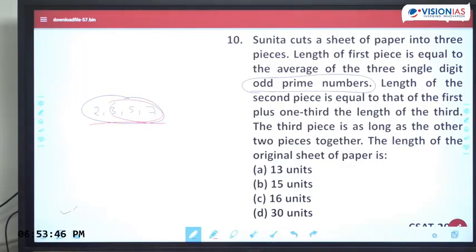Try this question. This is not exactly average, but yes, something related to that, and we can solve this without any concept. We have to make the equation and all.